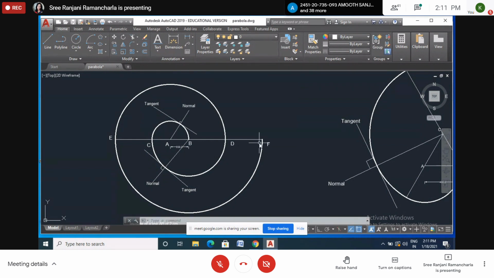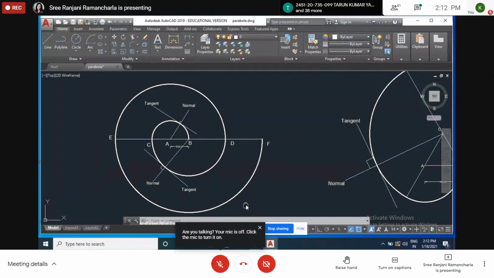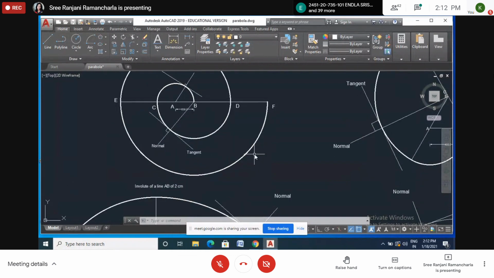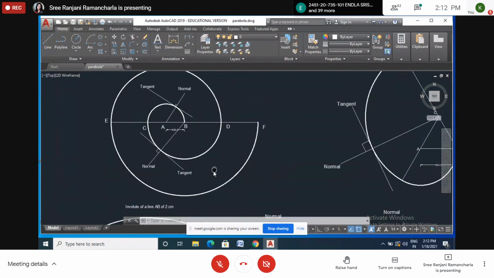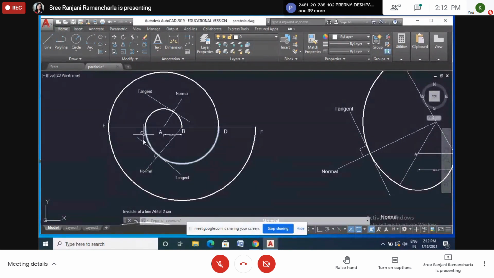Similarly, if you want to draw on this curve somewhere, suppose I want to draw here. For this curve, B is the center. So draw the line from B to wherever you have taken the point. So that will become the normal. Perpendicular to that line is the tangent. Okay. Here I have drawn twice, but don't draw twice. Just for explanation, I have drawn twice. You show only one, wherever you want.